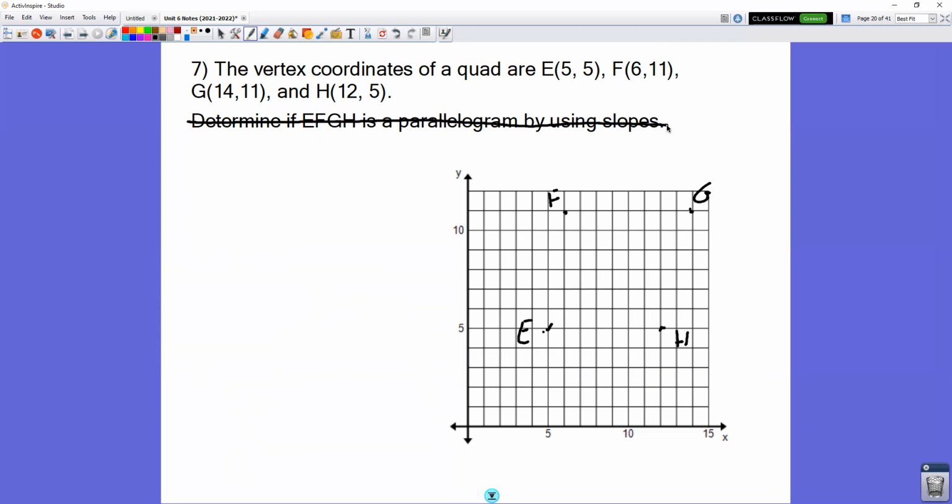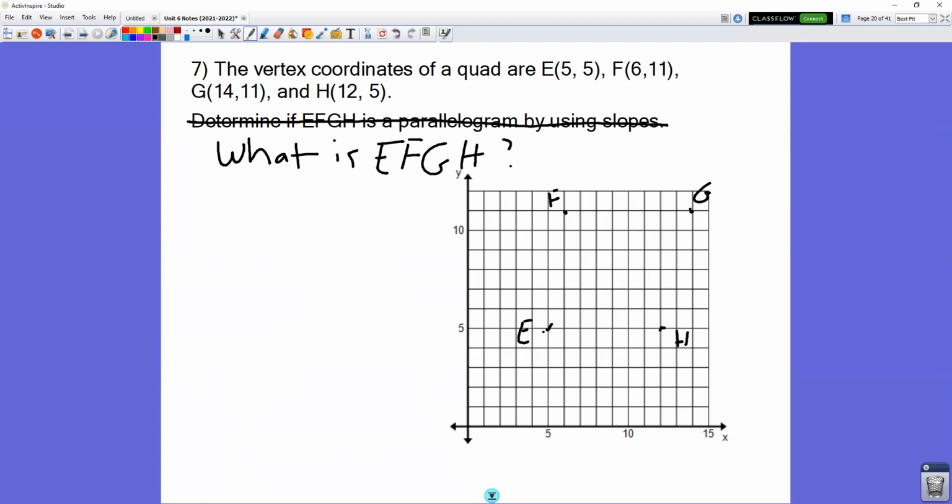The test question is not going to be worded like this. I know this is not very formal, but this is essentially what your test question is going to ask of you. It's going to ask you, what is EFGH? At the end of the unit, here are 4 points. What kind of shape is it? What kind of quadrilateral is it?